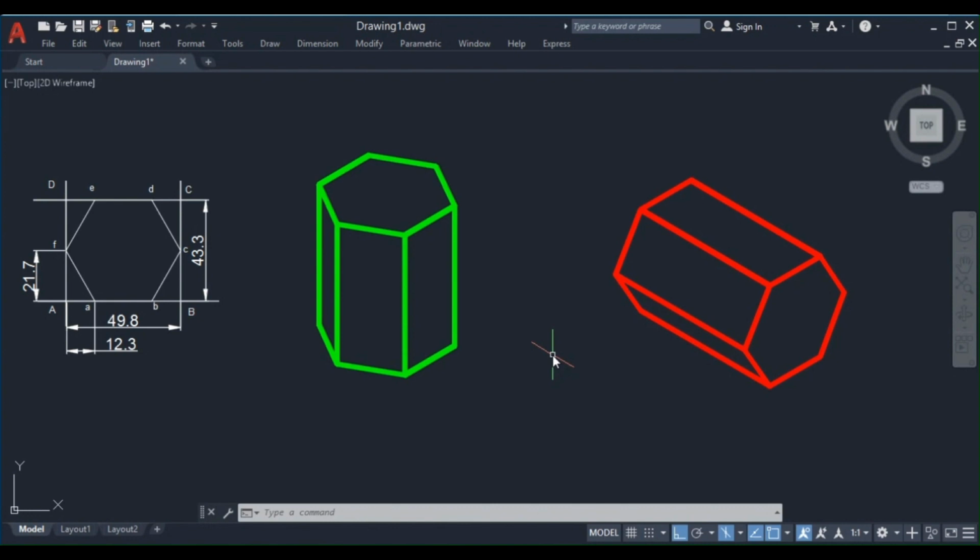I hope you are able to solve the problem? Yes, sir. Now, shall I go to the next problem? Yeah. So draw the isometric view of a cylinder.